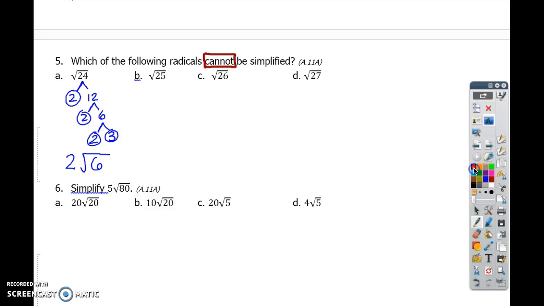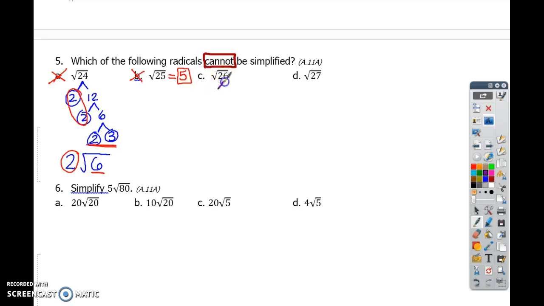This one can be simplified. Remember, this pair comes out, and then the 2 and the 3, you multiply them, and that gives you the 6. So that is not the answer because you can simplify it. B, the square root of 25 is 5. 5 times 5, so you take out a pair of 5s. That one can also be simplified, so that's not the answer.